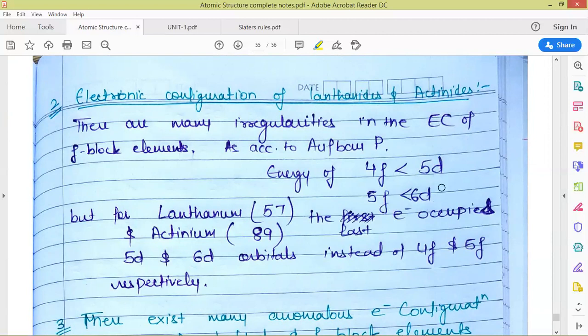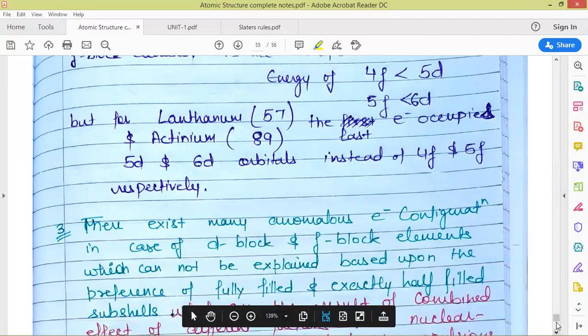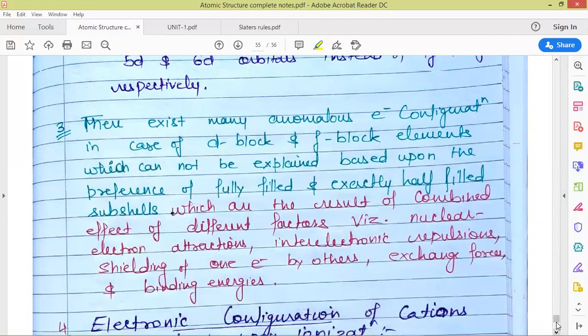So the reason why this 5d and 6d are filled prior to 4f and 5f was not explained based upon the Aufbau's principle. The third limitation is there exist many anomalous electronic configurations in case of d-block and s-block elements, which cannot be explained based upon the preference for fully filled and exactly half-filled. Many configurations were explained based upon the fully filled and exactly half-filled preference of subshells, but there were many configurations which were not explained based upon these rules.